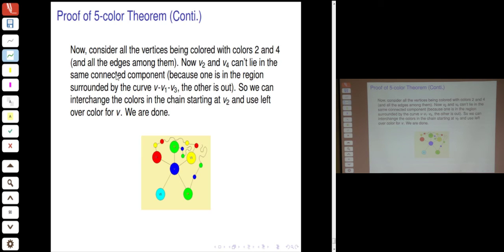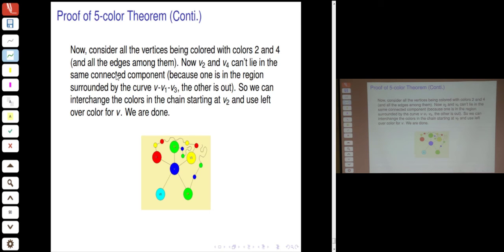Here we use our intuition. The theorem is the Jordan curve theorem, but anyway. If you have a region, with one point inside the region and one point outside, you cannot connect them without crossing the boundary. I guess we don't need to prove it. Actually, it's a deep theorem, but are you with me? So we do the same thing for V2 and V4. Now the subgraph they generate cannot be connected.